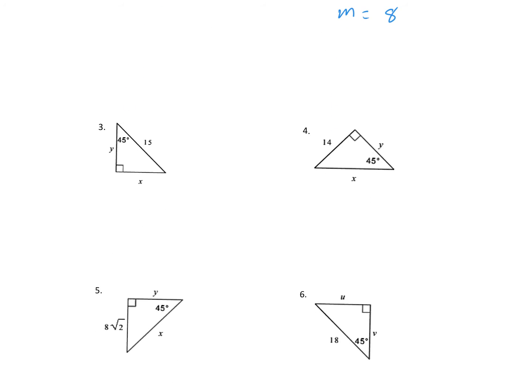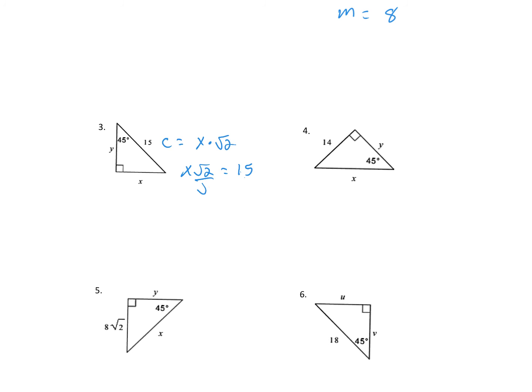On to number 3. Ooh, we got an x and a y. Well, x is this side, this leg here. If I label that, we'll call this A or C. This C equals x times root 2. So then x times root 2 must equal 15. That makes sense?